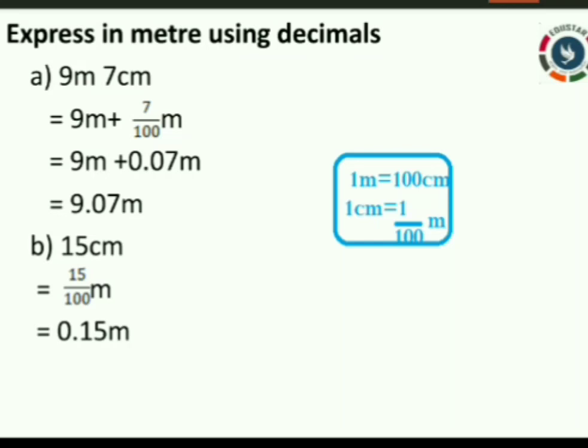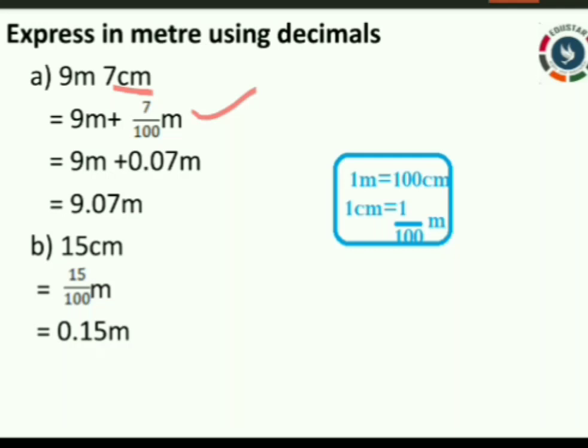First one, 9 meter 7 centimeter. So 7 centimeter you have to convert into meter. You know the relationship between meter and centimeter. 1 centimeter is equal to 1 by 100 meter. So 7 centimeter means 7 by 100 meter. Now you have to convert the fraction into decimals. Check your denominator. Your denominator is 100. So 7 should be in the 100th place. So 9 meter plus 0.07 meter.